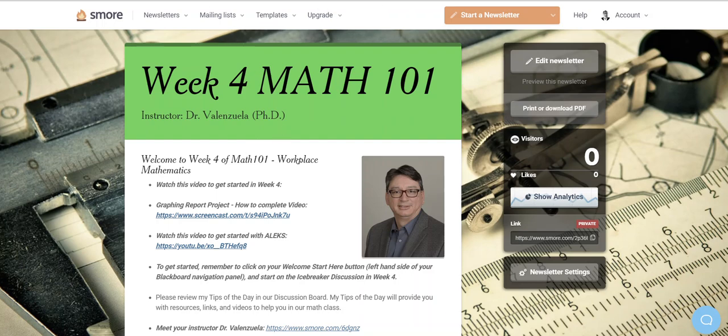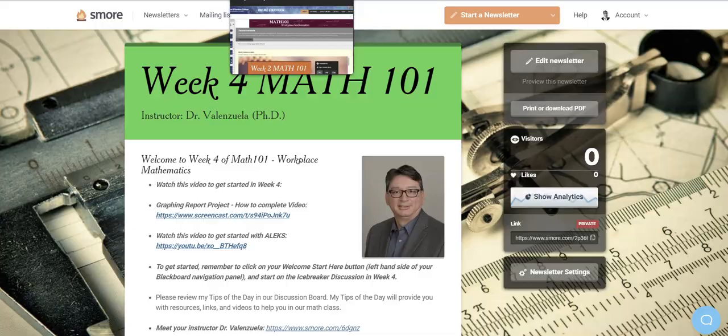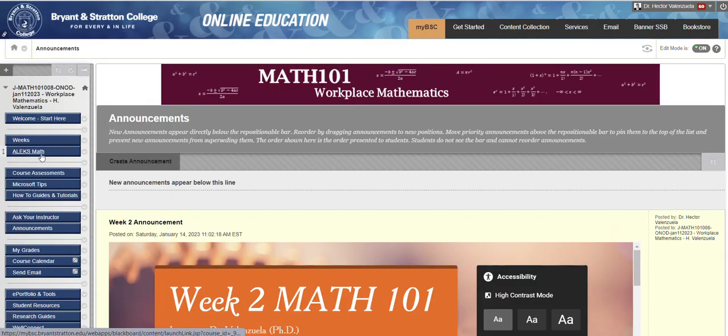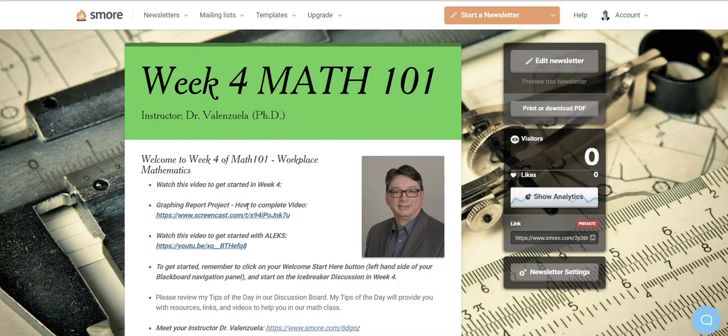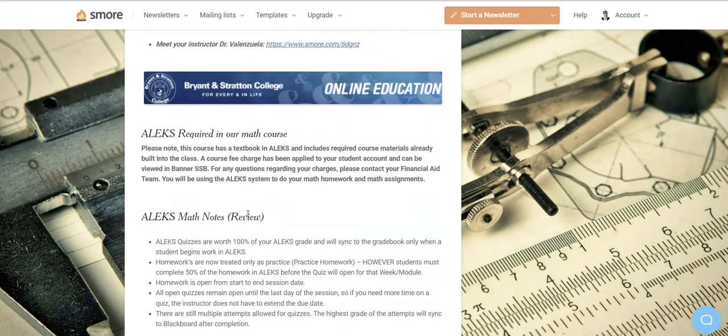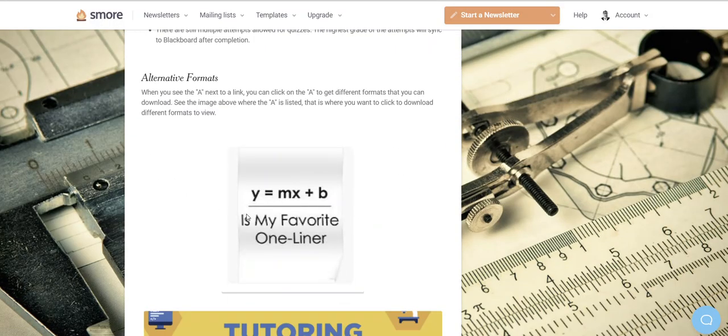Remember to go through my announcements. You'll find the weekly announcements, and you'll find the week 4 announcements in the announcements section here on the left-hand side. You'll see the week 4 announcement here. And make sure you read through the entire announcement as well as you work through it.